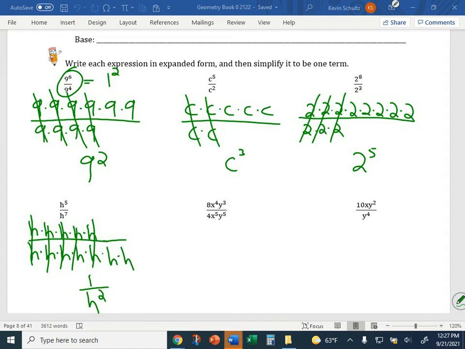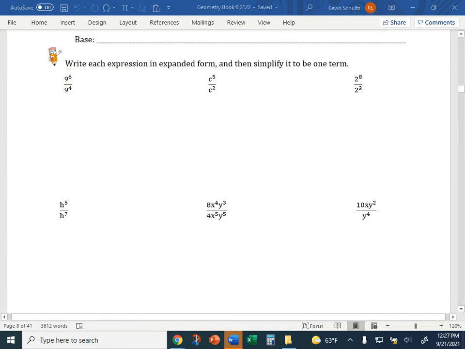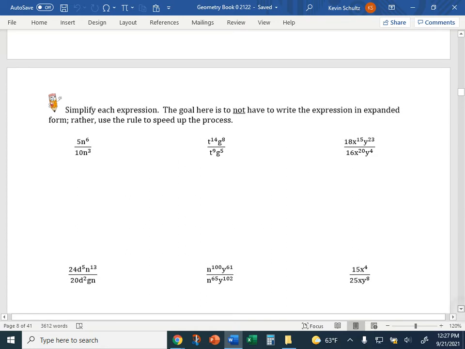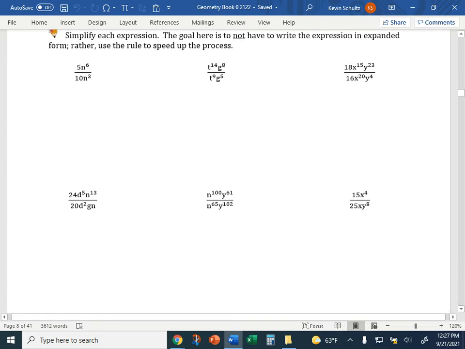Thumbs up? All right. Let's look at the second page, because who knows what joys I put on that for you. More of the same, although you do not have to write the expression in expanded form first, thankfully, because that middle one is n to the 100th, y to the 61st. Ain't nobody got time for that. But it's similar things, okay? Coefficients simplified, exponents subtracted, bases stay the same.